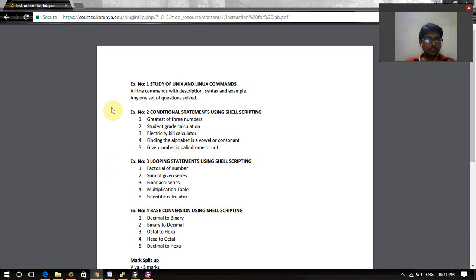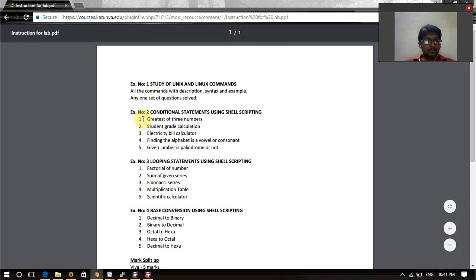I'm going to explain to you lab experiment number 2. This experiment deals with conditional statements using shell scripting. In this, we need to do 5 programs: greatest of 3 numbers, student grade calculation, electricity bill calculator, finding whether an alphabet is a vowel or consonant, and the last one, whether a given number is a palindrome or not.